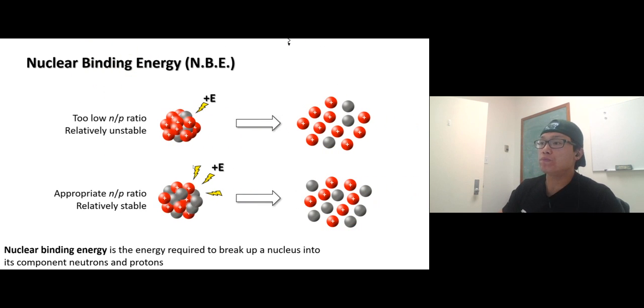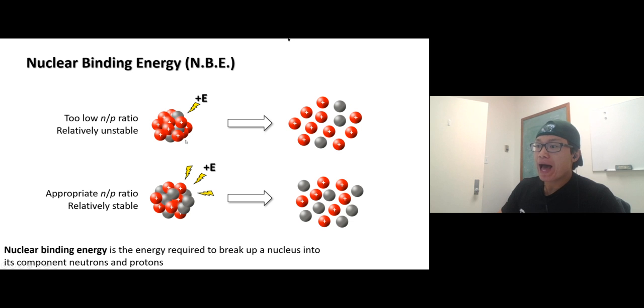Okay. Now, a nucleus that has too low or too high a neutron per proton ratio doesn't have the appropriate neutron per proton ratio. So it has a small nuclear binding energy, not a lot, not stable, and not a lot of energy is needed to break up this nucleus. But those with an appropriate neutron per proton ratio are relatively more stable. So these will need more energy to break up the nucleus, so they have a higher nuclear binding energy.